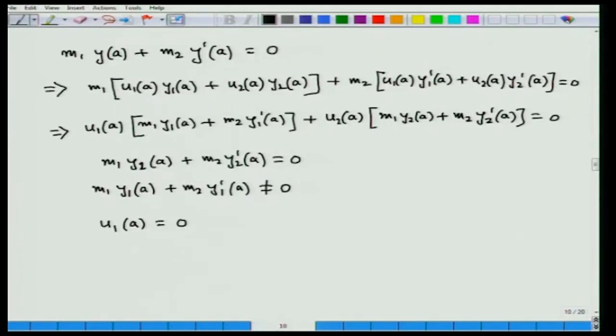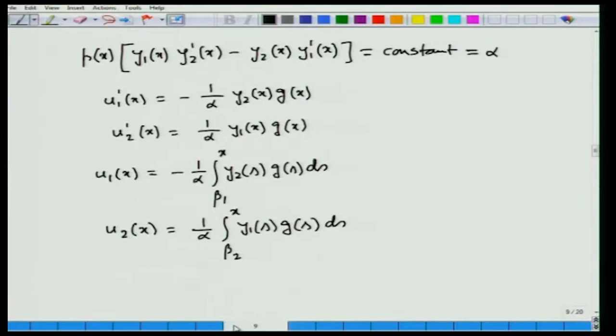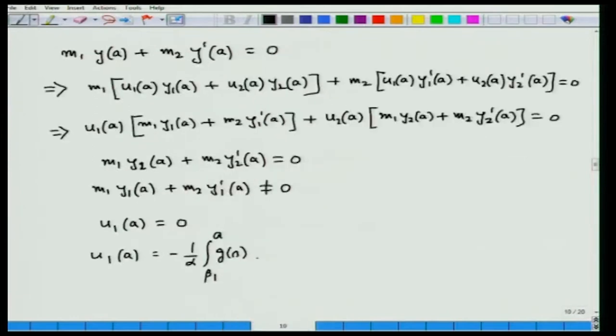Now, if you recall the expression for u1(x) that we wrote earlier, then u1(a) is nothing but minus 1 by alpha integral from beta 1 to a of g(s) y2(s) ds.